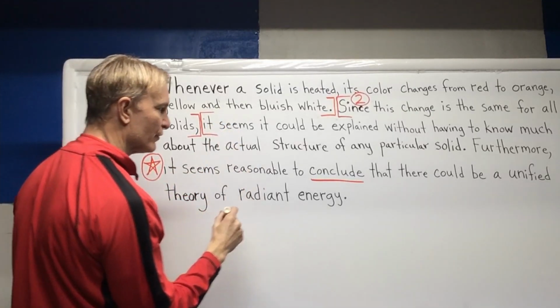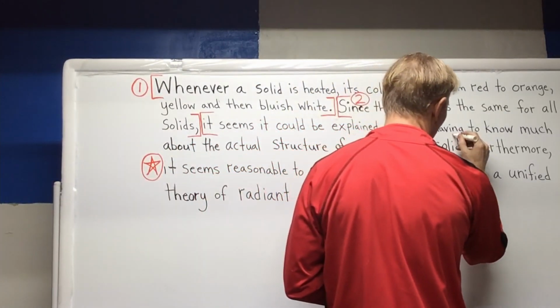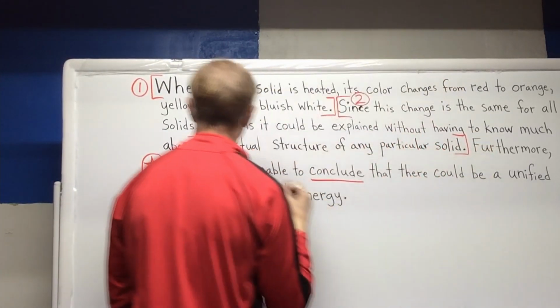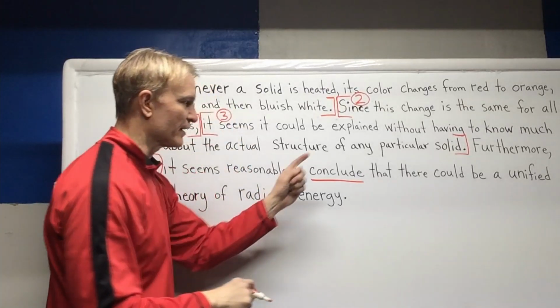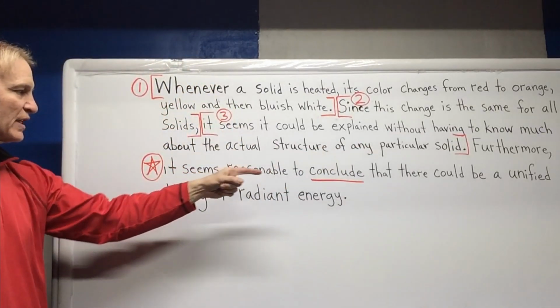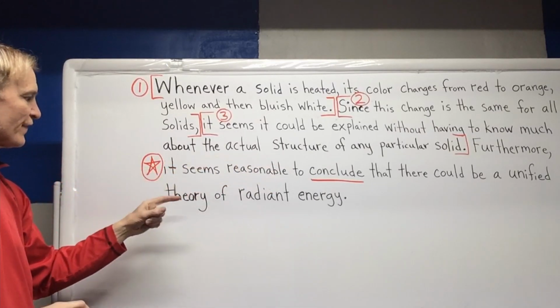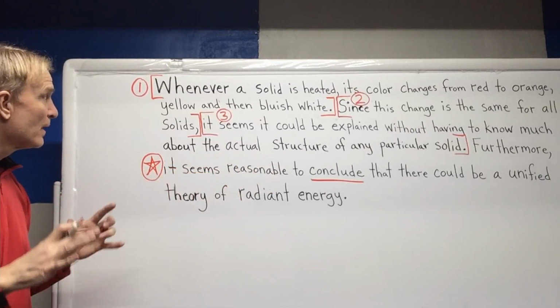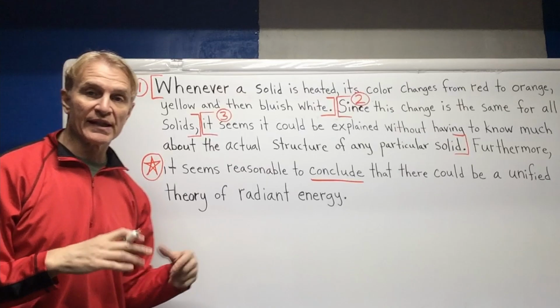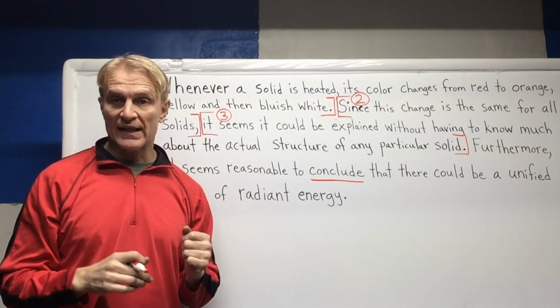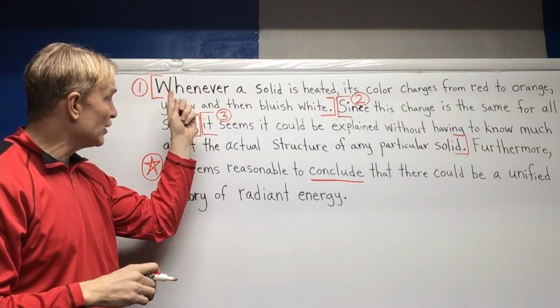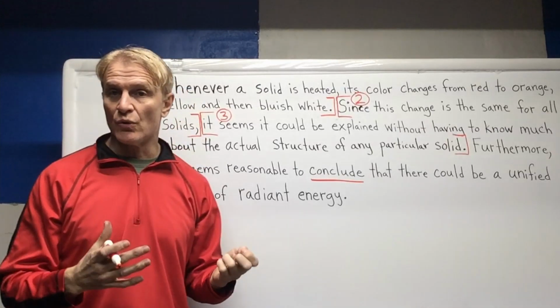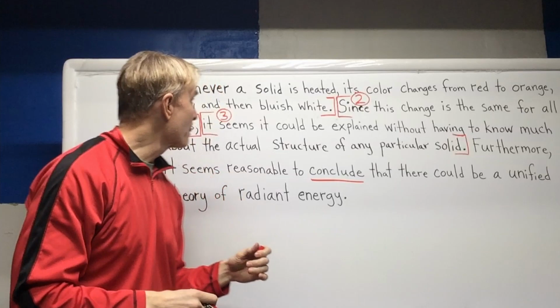And we're going to end our bracket here for statement 3. And then it runs into the conclusion. Furthermore, it seems reasonable to conclude that there could be a unified theory of radiant energy. So now we're going to use the technique that we used in the past examples to see if each premise can stand alone, if it can stand independently.